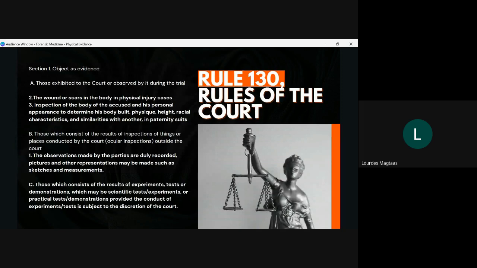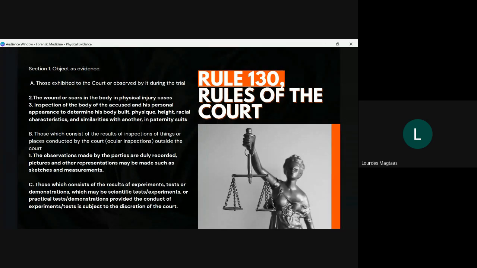According to Section 1, Rule 130, Rules of the Court, objects as evidence are those addressed to the senses of the court. When an object is relevant to the fact in issue, it may be exhibited to, examined, or viewed by the court. The definition covers any material that may be seen, heard, smelled, felt, or touched. They are which we call sensual evidence.